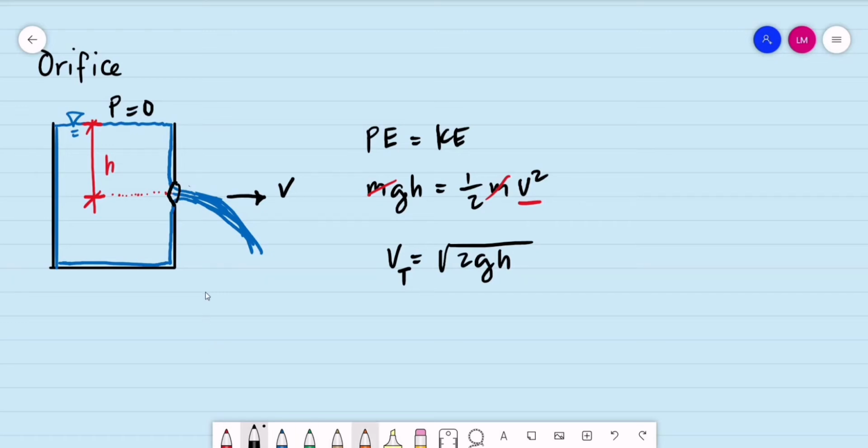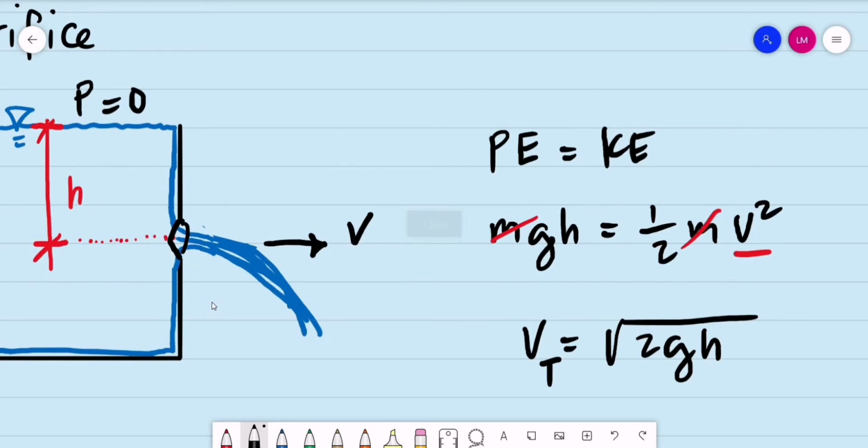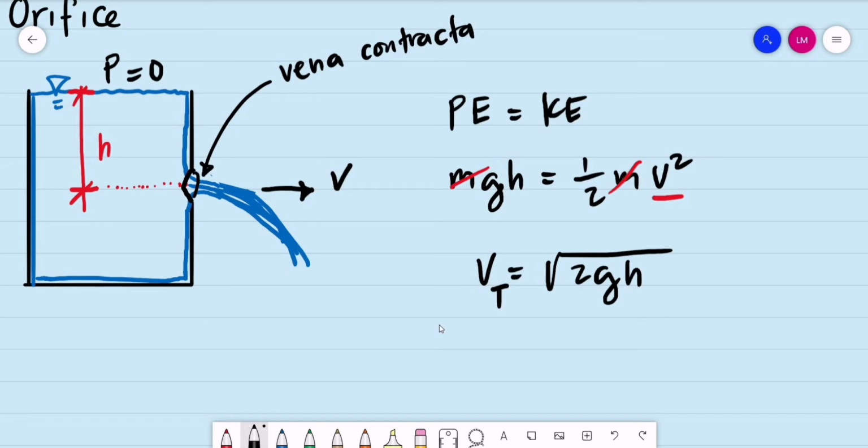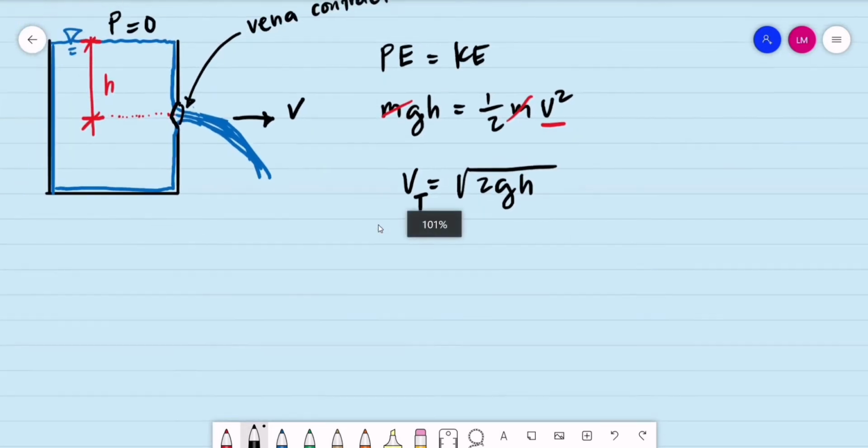Bakit naging theoretical velocity? Dahil ay paglabas ng liquid dito sa orifice, kapag maliit yung butas, nako-contract yung liquid. Ang tawag natin doon sa contracted cross-sectional area na yun is this is the vena contracta. Dahil hindi na ma-maximize yung actual area ng orifice, naging theoretical velocity yan.